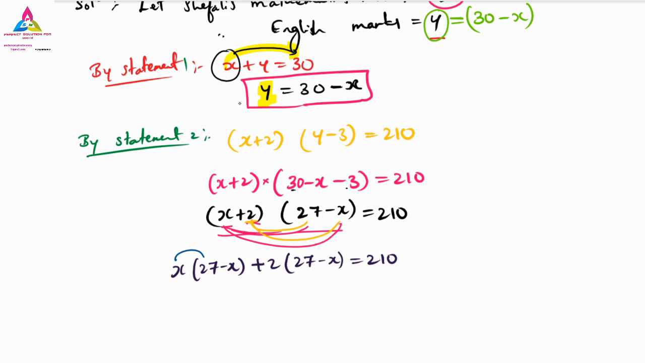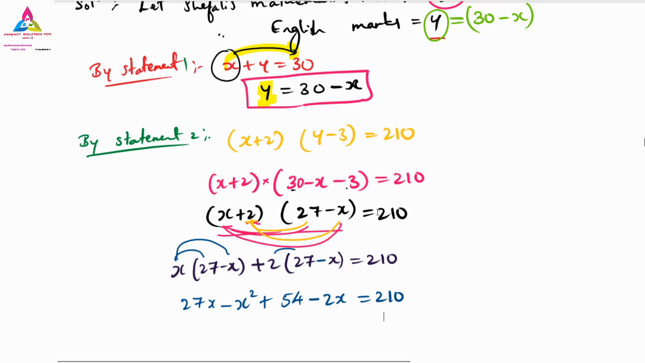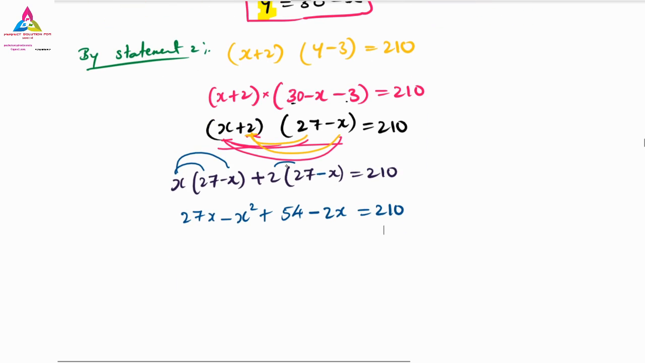X into 27 and x into minus x. X into 27 is 27x. X into minus x is minus x square. Plus 2 into 27 is 54. And 2 into minus x is minus 2x. Most important, the minus sign is most important, is equal to 210. Those who have doubt here, you can ask me.